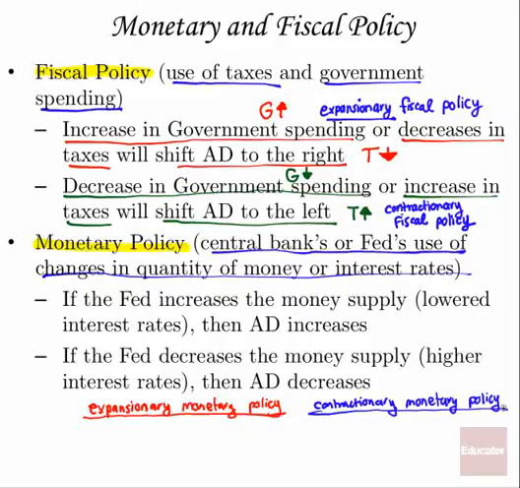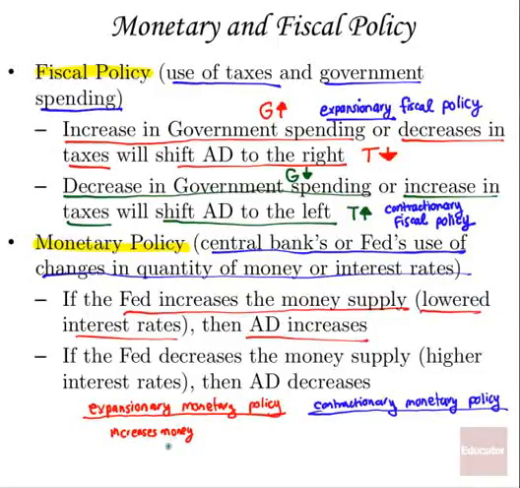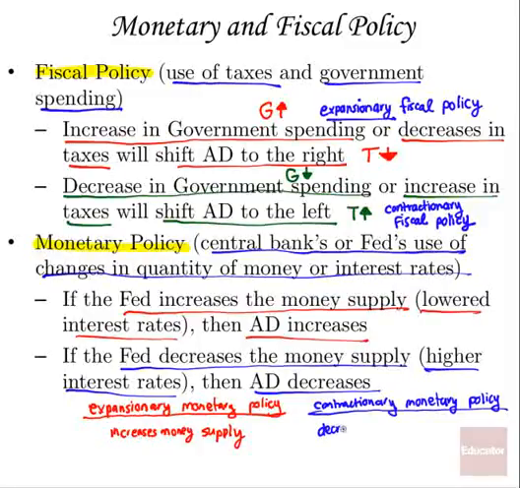Now, what are the ways that the Fed will actually practice this? If the Fed increases the money supply or lowers the interest rates, then the aggregate demand increases. There are different ways, but let's stick with this primarily. If the Fed increases the money supply, this is a good thing in terms of aggregate demand. Now, conversely, if the Fed decreases the money supply, meaning that they raise the interest rate, then the aggregate demand decreases.